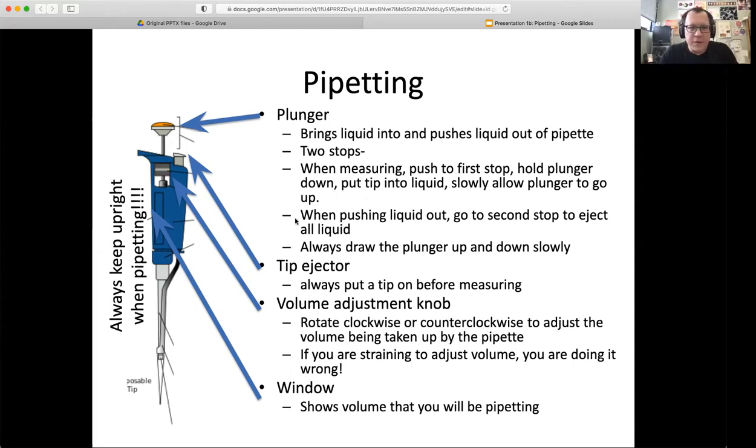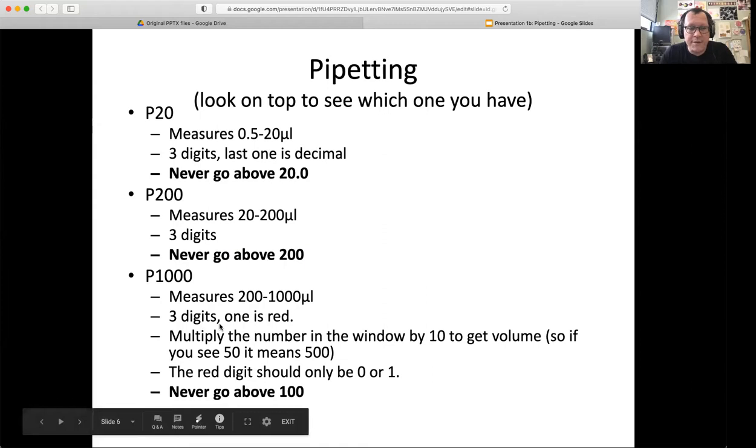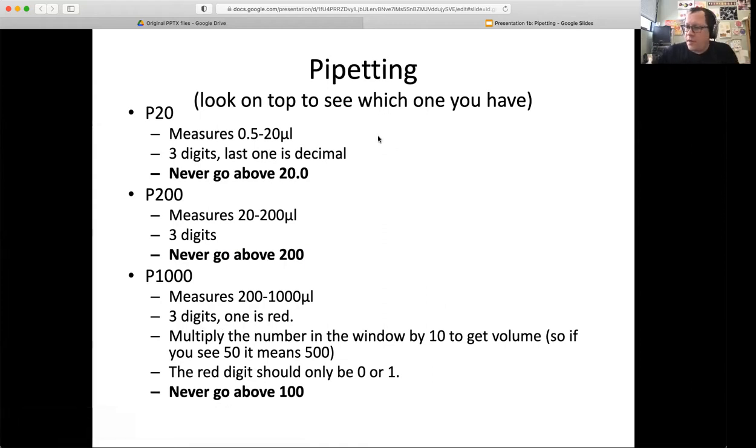So yeah, those are the main parts of the pipette. Again, these are the different types of pipette, the P20, the P200, and the P1000. Like I showed you before, the different pipettes have different volumes written on the top. You can also tell the difference by looking at the bottom. The P1000 has a real fat bottom. The P200 is sort of intermediate, and the P20 is kind of thin.